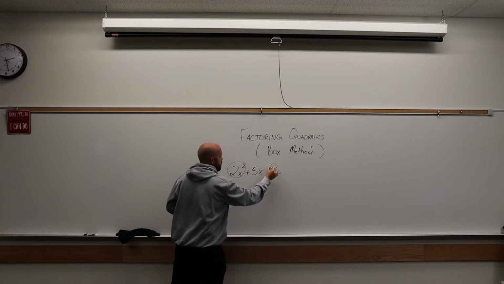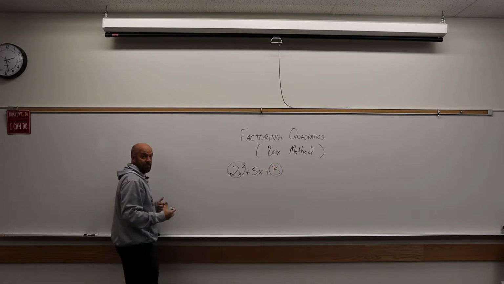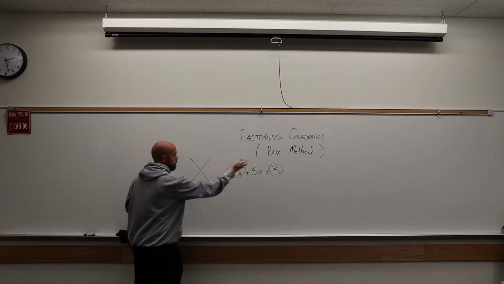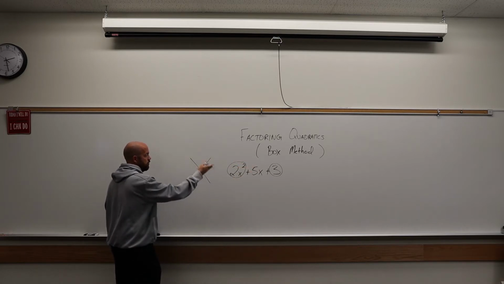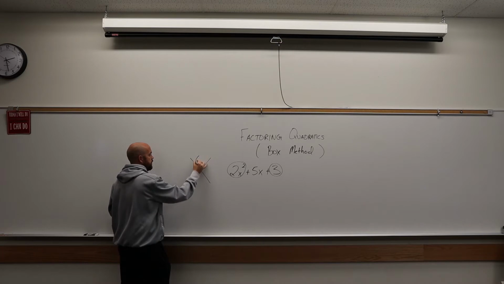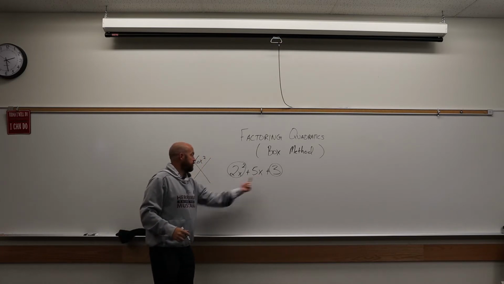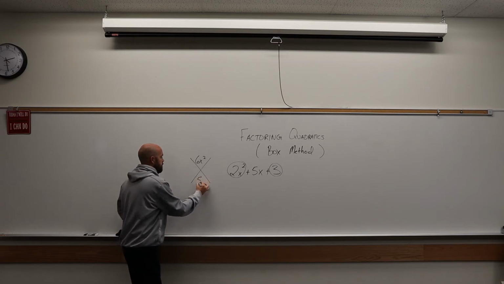All right, so what we're going to do, we're going to start off by taking the first term and multiply it to the last term. So we're going to draw a little x here. The first term is going to multiply to the last term. So we got 2x squared times 3 is 6x squared. And then the middle term is going to go down here on the bottom.